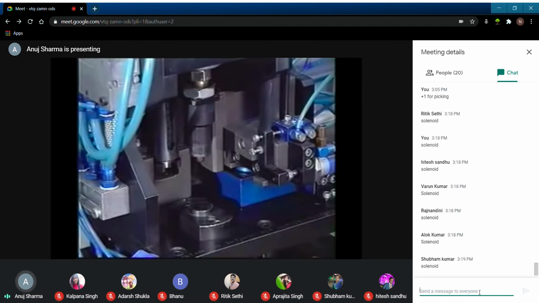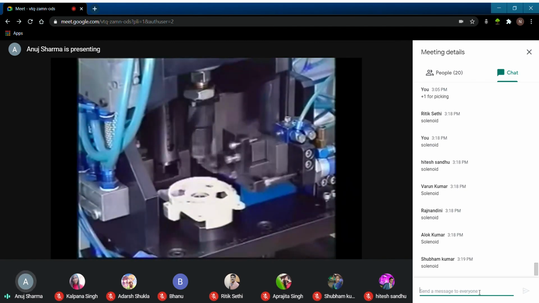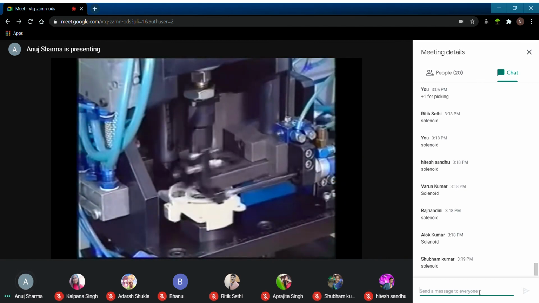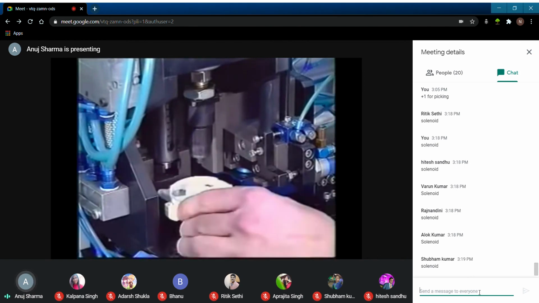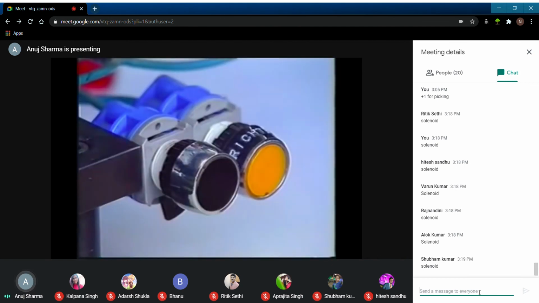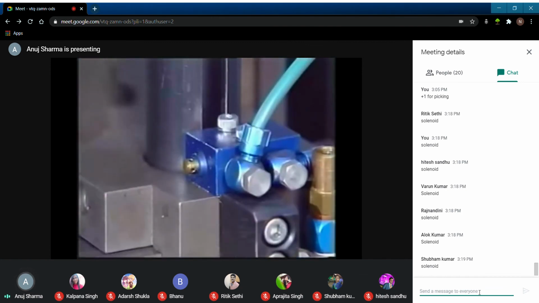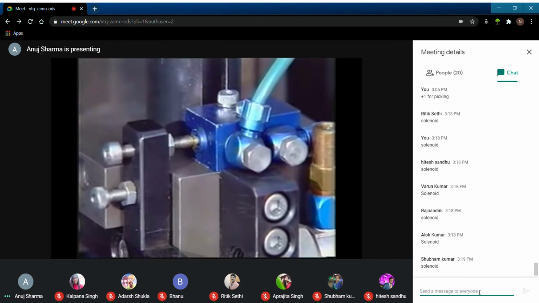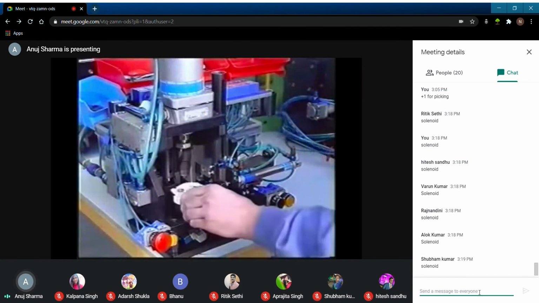At this workstation, two parts are pressed into a housing. Two conditions must be met in order for the pressing operation to start. They are: a start signal must be present, and the machine must have completed the previous cycle. This is indicated by a limit switch located at the initial position of the cylinder.